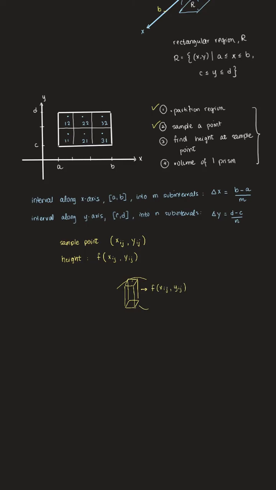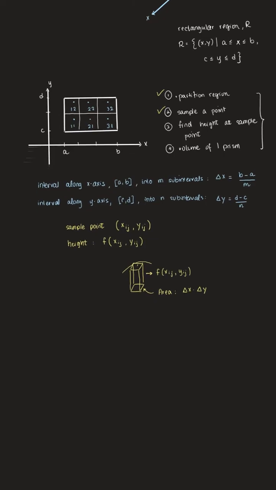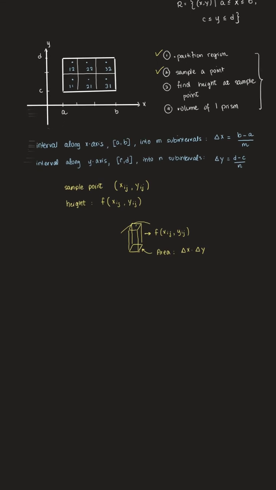And the area of the little rectangle will be a little change in x times a little change in y. So now we have an expression for the volume of one of these little tiny prisms. So for one prism, our volume will be, let's say, just the area of the base, so delta x, delta y, times the height f of x sub ij, y sub ij.